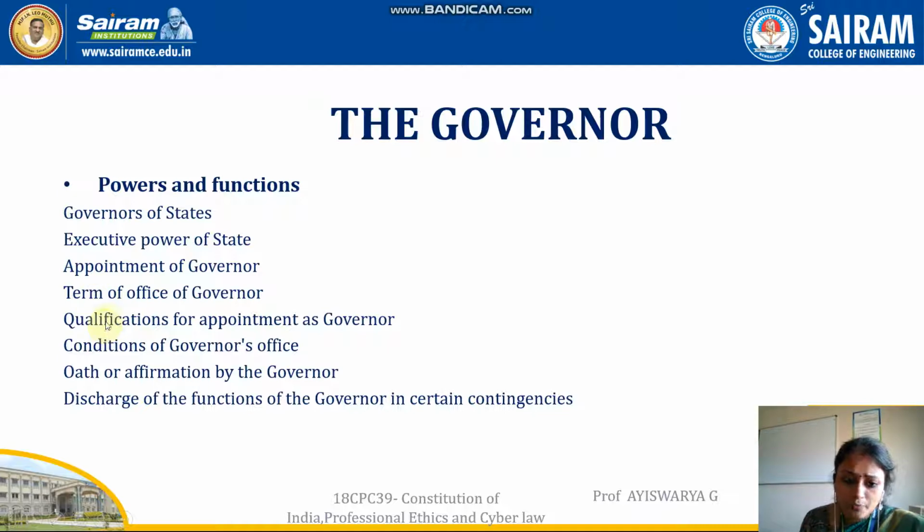The next one is qualification for appointment as governor. This comes under article number 157. No person shall be eligible for appointment as governor unless he is a citizen of India and has completed the age of 35 years. So the minimum age is 35, and he is eligible only if he is a citizen of India, right? The next one is conditions of governor's office.